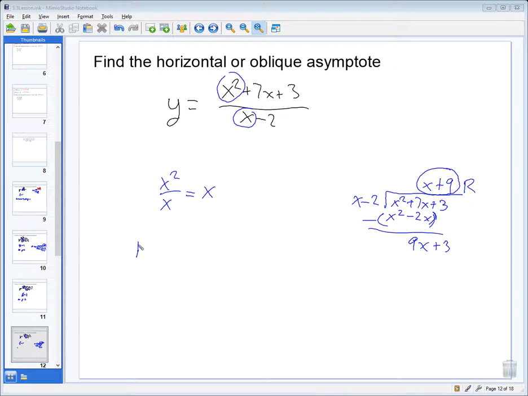So that means my oblique asymptote, in this case, because it's a slanted line, is y equals x plus 9. There's no horizontal, it's only a horizontal or an oblique, and because this is an oblique, there's no horizontal.